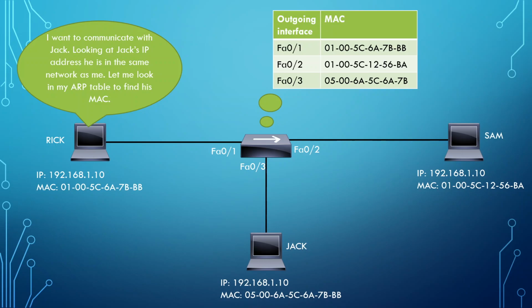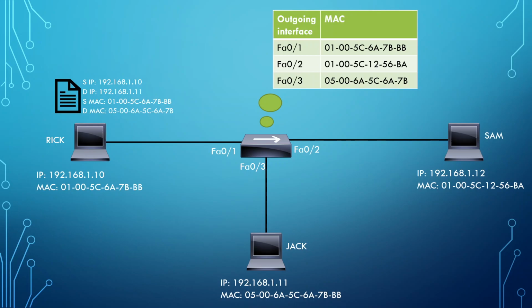So let's look at how MAC addresses allow for effective communication to take place within the same network. In this case, Rick wants to communicate with Jack. He wants to send him some information, some frames. So he's going to look at Jack's IP address and realize, and we'll talk about this later on, that Jack is in the same network as me, so I can reach him directly. Okay, let me look at my ARP table to find the MAC address of Jack.